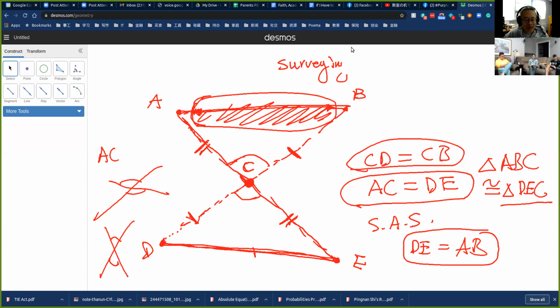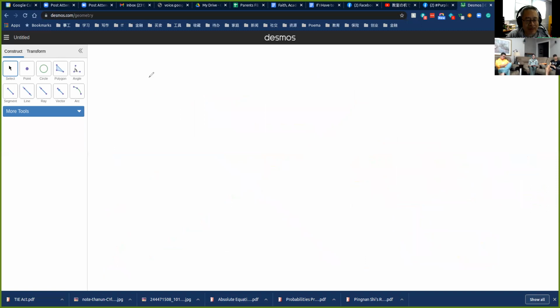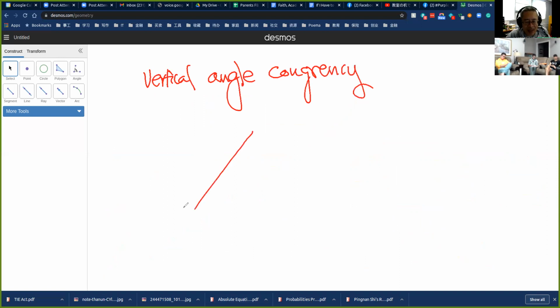There's one thing I probably haven't taught you, that is the congruency of vertical angles. I mean, to prove it, vertical angle congruency. So basically, if we draw any two arbitrary lines and they have an intersection, let's pick a point here, A, a point here, B, and let's say this point is C.